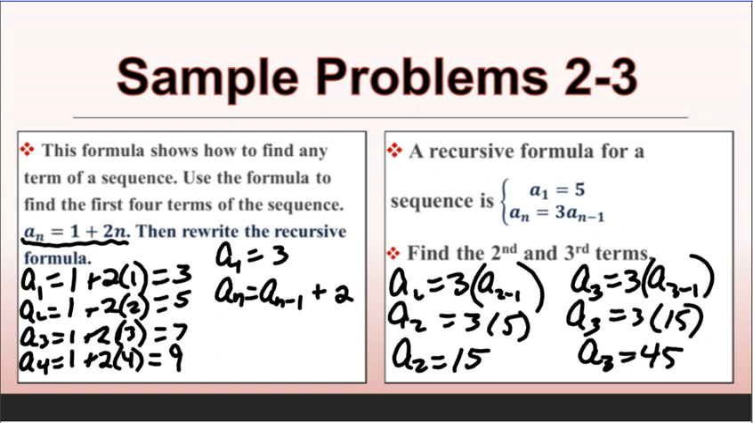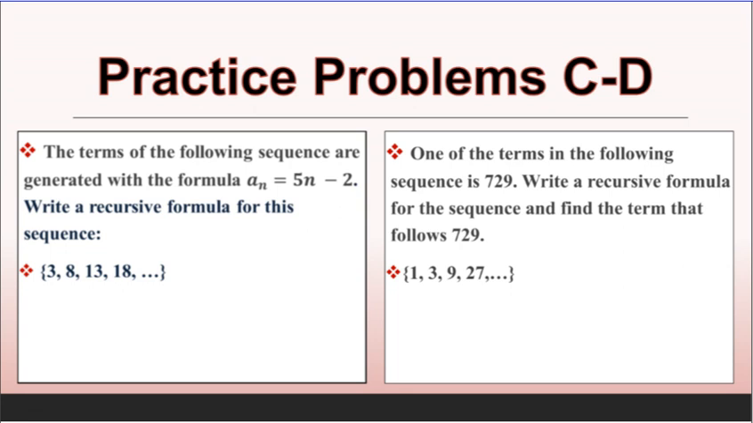Our last couple of questions. The terms of the following sequence are generated with the formula a subscript n equals 5n minus 2. Write a recursive formula for this sequence. First off, if you look, we're just adding 5 each time. So a subscript 1 would give us 3. And so the recursive formula, we take a subscript n minus 1, and we are adding 5 each time.